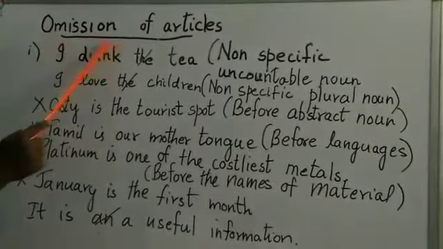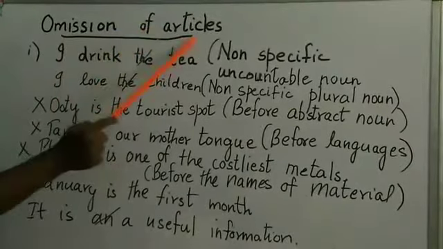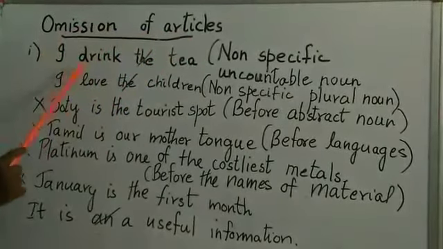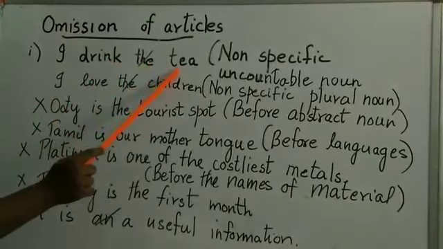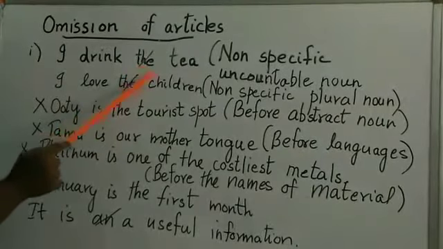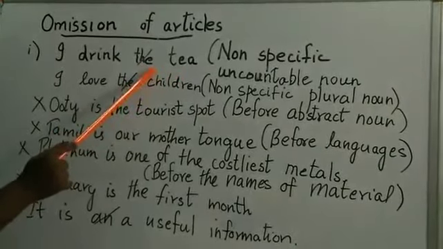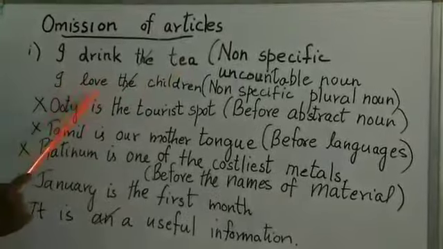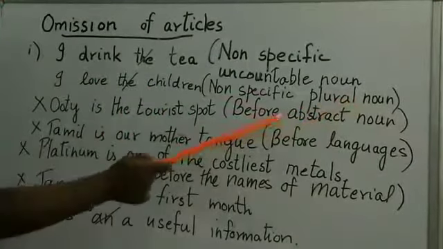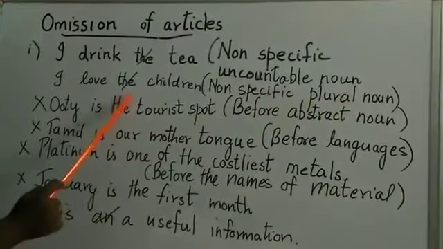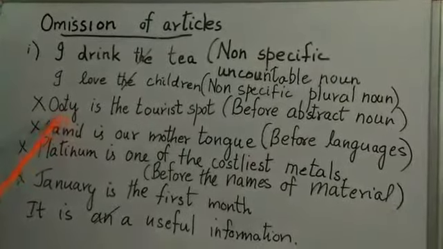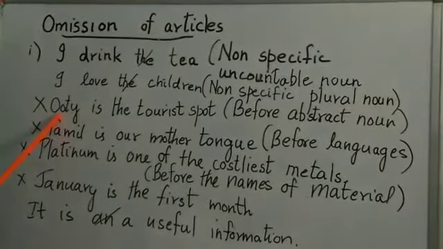Now we shall focus on omission of articles. You can see on the whiteboard. Firstly, see here, "I drink the tea." Should not use "the", because it is a non-specific, uncountable noun. So don't use "the" before tea. Second one, "I love the children." Non-specific plural noun. You are not supposed to use "the". Next, you see "the Ooty". Many are using "the Ooty is the tourist spot." It is wrong. Before names of places you are not supposed to use "the".